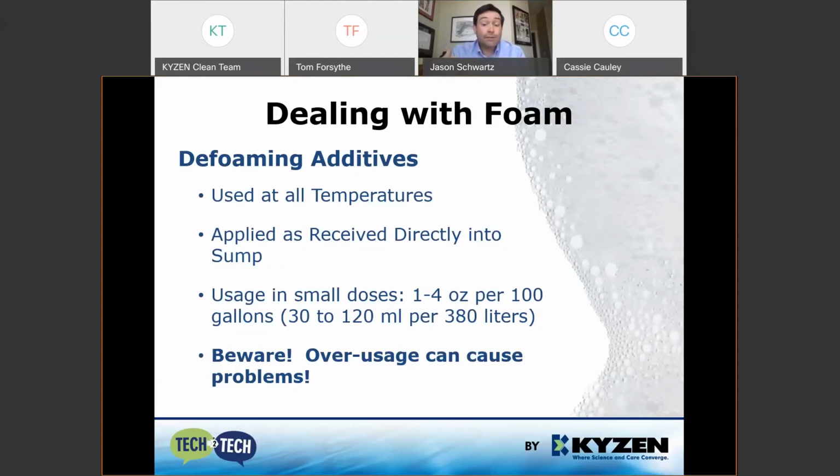If you add in too much, because it's an oil, guess what? You're going to get out slimy parts, and nobody wants that. You've essentially traded away foaming, one problem, for an even worse quality issue down the road. Also, defoamers are expensive, right? They're best used as an intermittent or temporary solution.